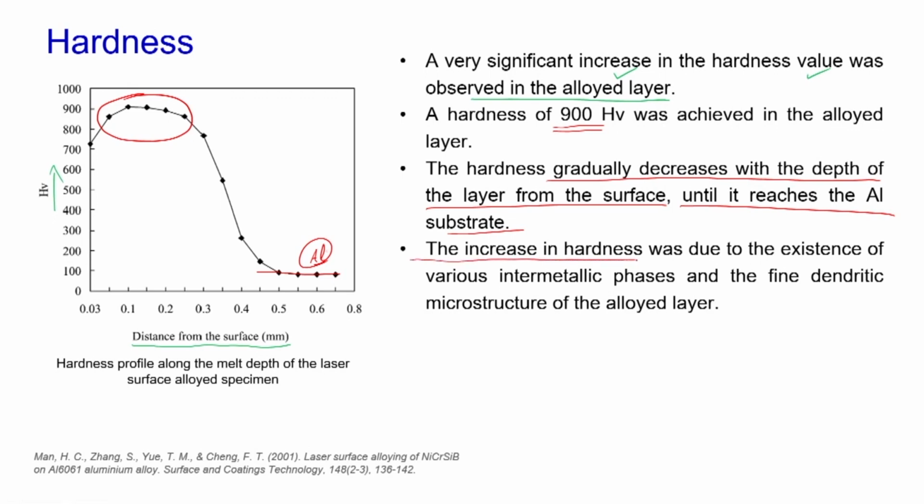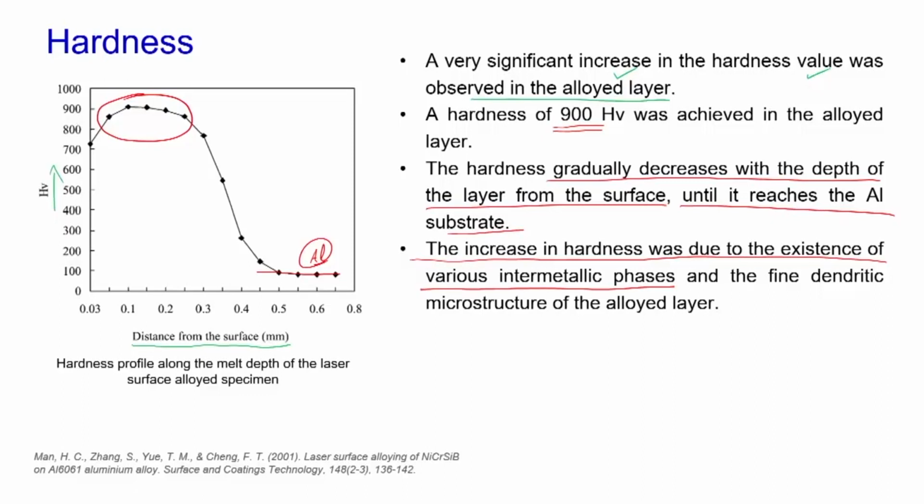This increase in the hardness was due to the existence of various intermetallic phases. There are many elements that we are trying to deposit, the nickel, boron, chromium, all these are to be deposited, and due to formation of intermetallic phases the hardness was improved. Moreover, this increase in hardness was attributed to the fine dendritic microstructure of the alloyed layer.